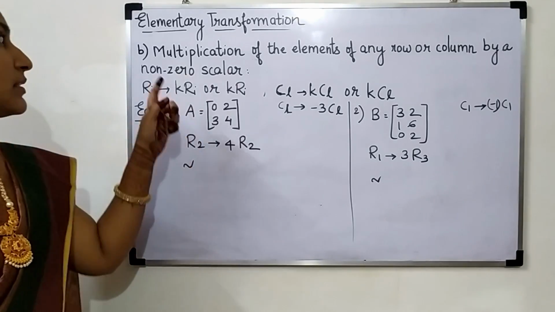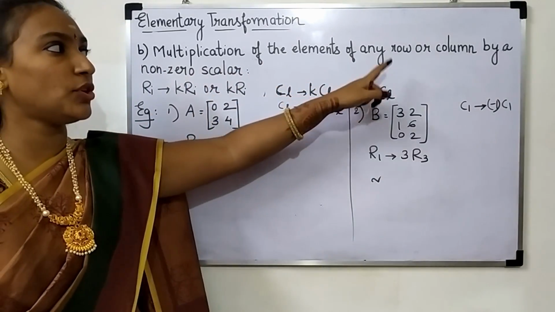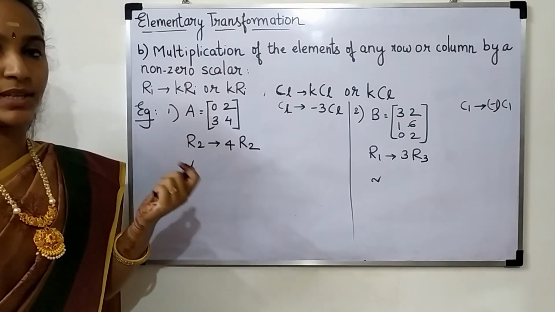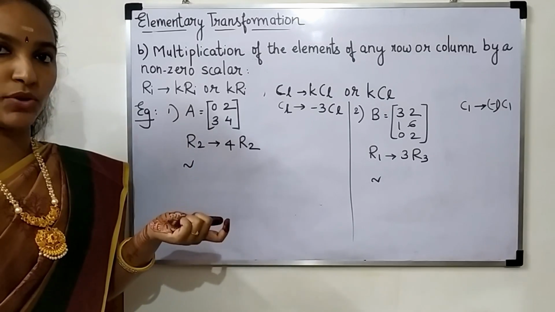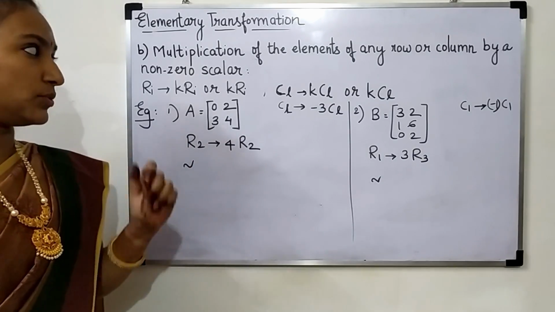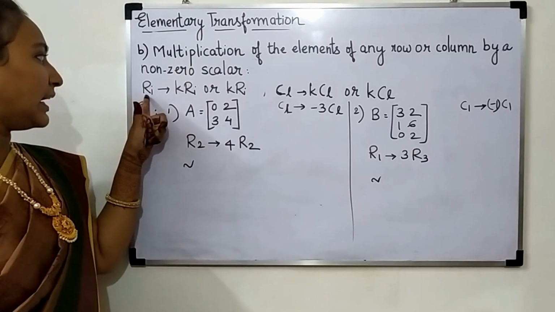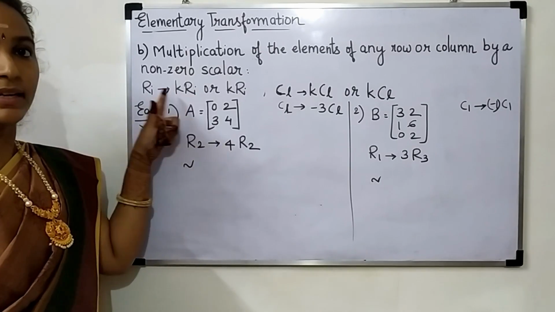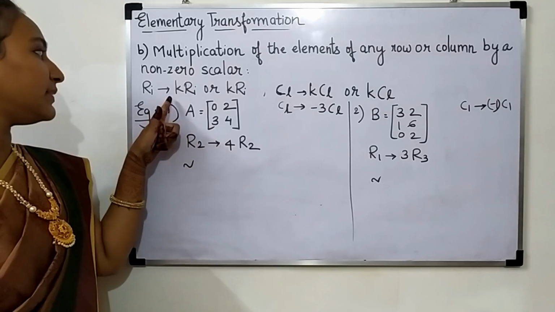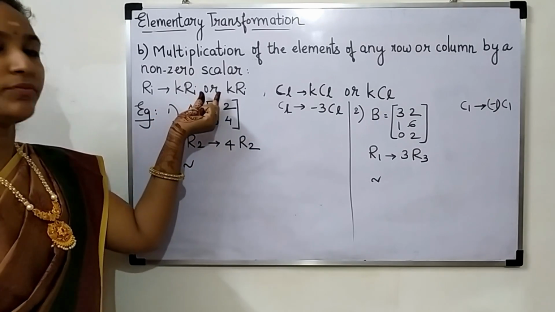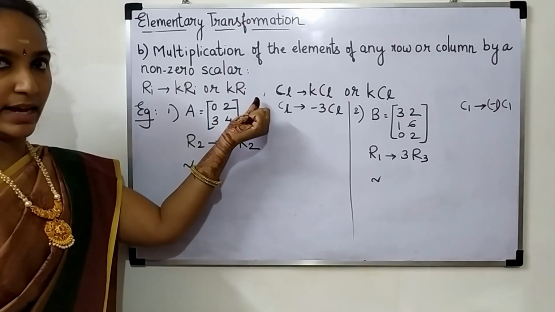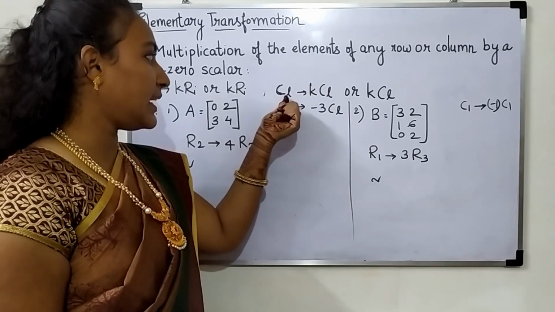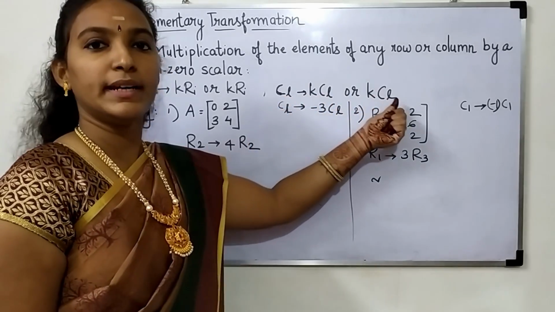The second type is multiplication of the elements of any row or column by a non-zero scalar. We have to consider any non-zero scalar. It can be negative as well as positive, but it should not be 0. It will look like Ri, with only one single-headed arrow, K Ri. That is, Ri is multiplied with some scalar K, or in short form you can write it as K Ri. Similarly, if you multiply the scalar with the column, Cl will become KCl.